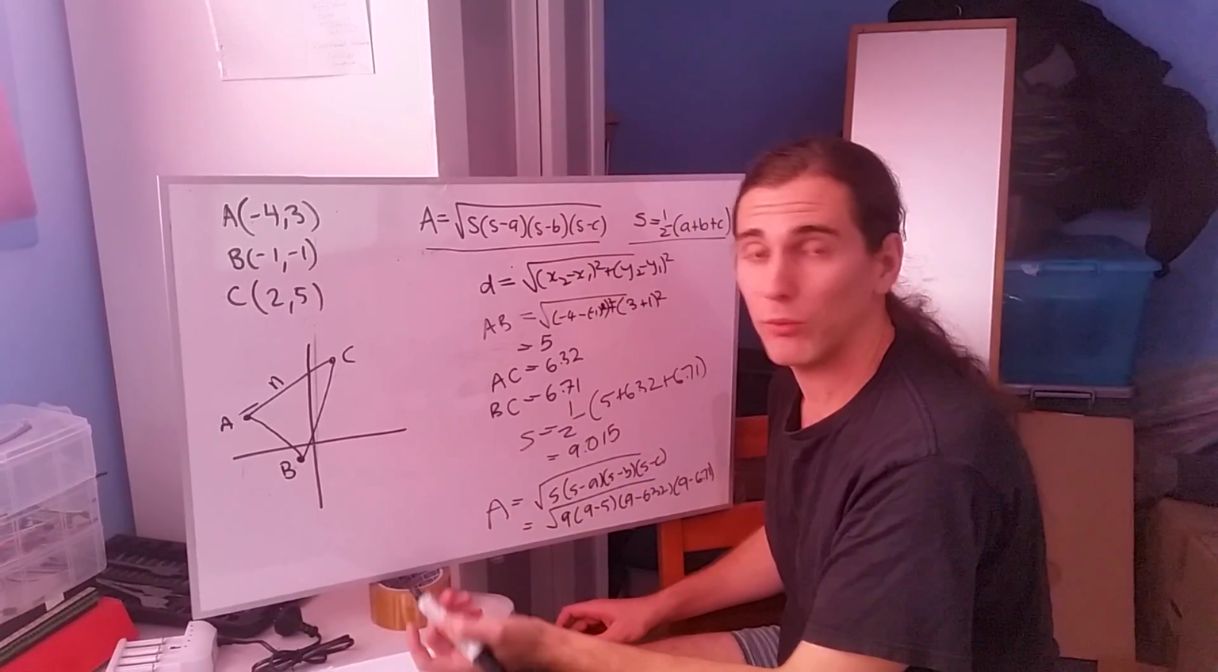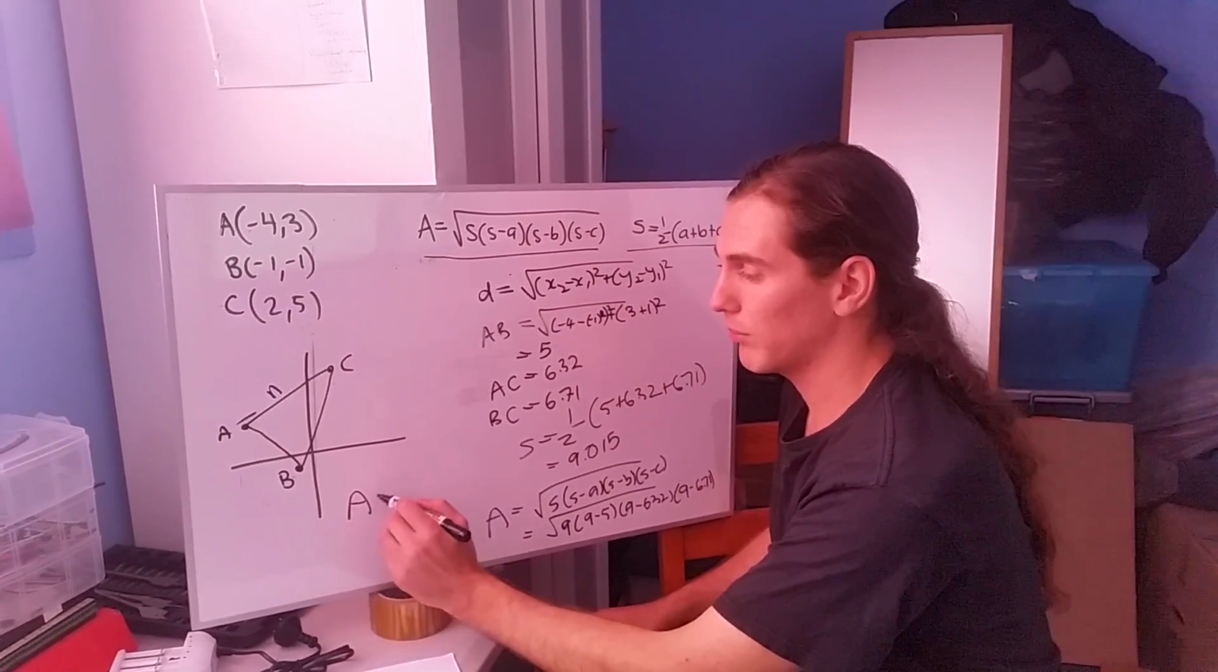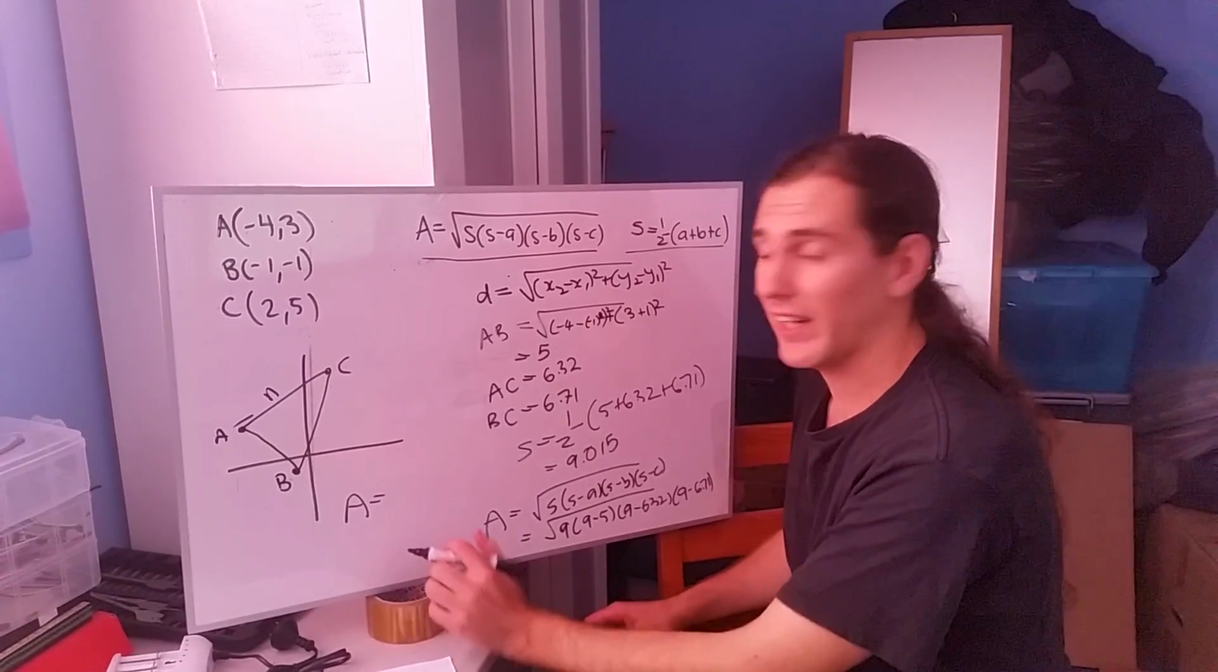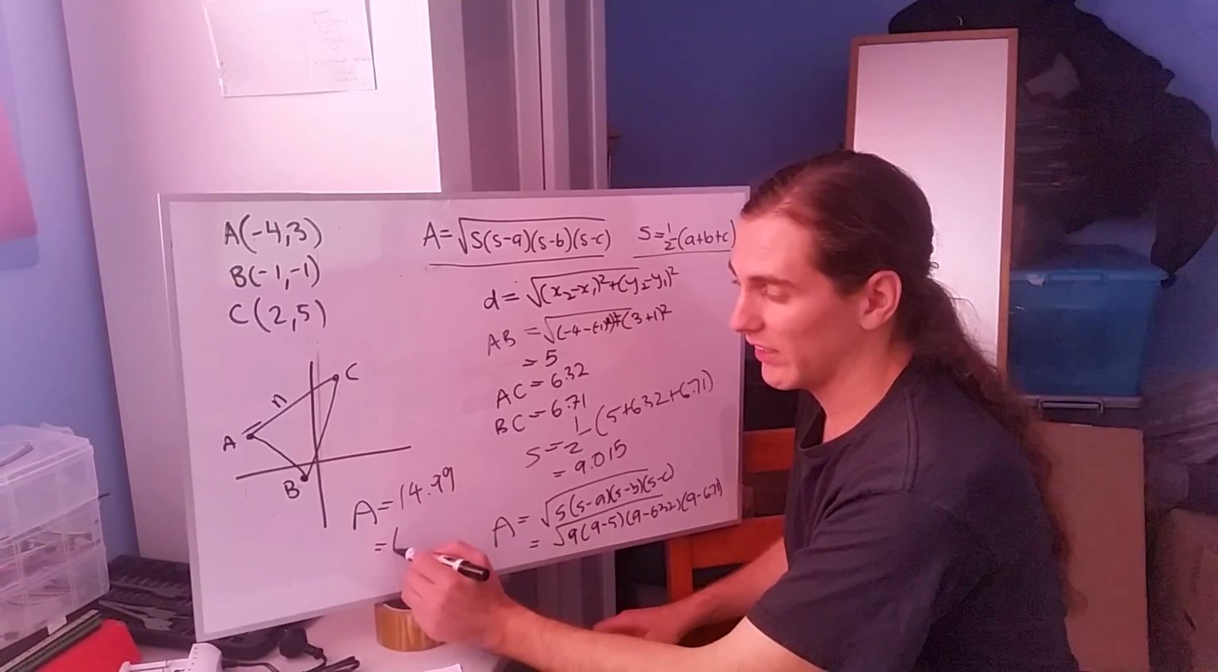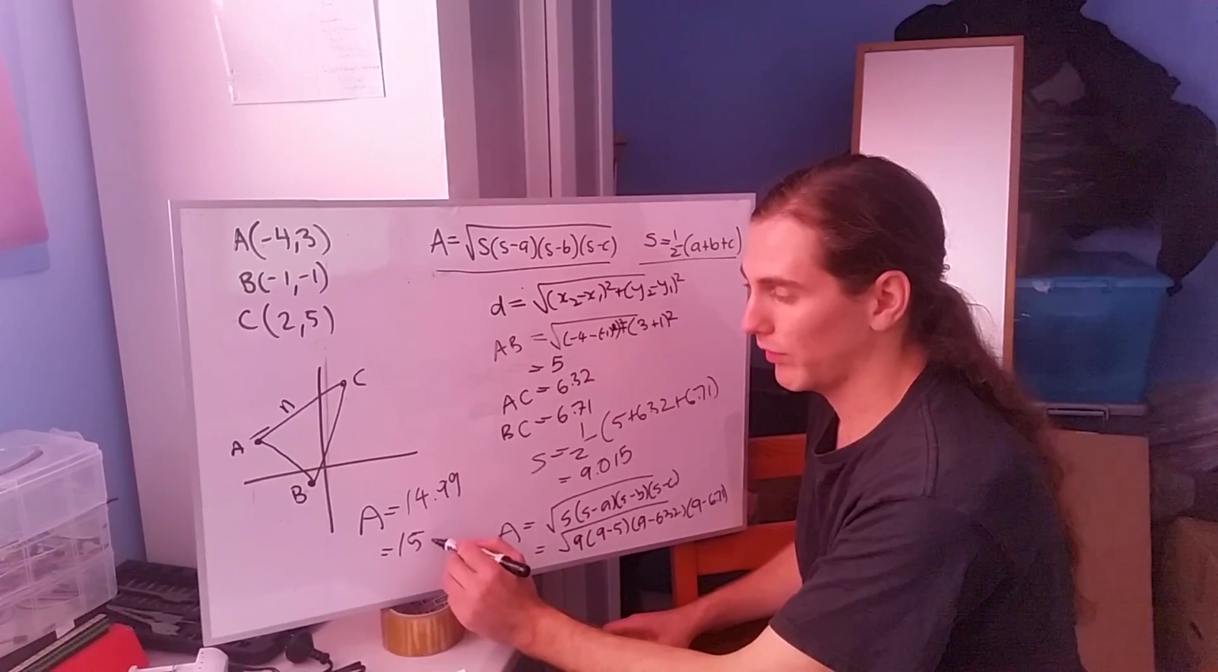Solving that, once we've plugged all of those numbers into the calculator, we end up getting an area of 14.99, or if we want to average that out and simplify it, it ends up being an area of 15 units squared.